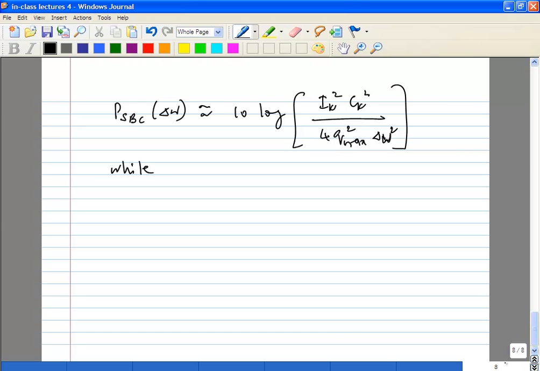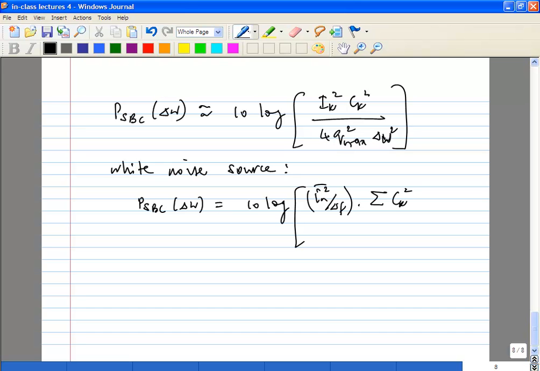So if you have a white noise source, so let's assume you have IN squared over delta f, which is something like 4 kT over R, times... you'll have to sum up all the noise currents from everywhere, from all frequencies.